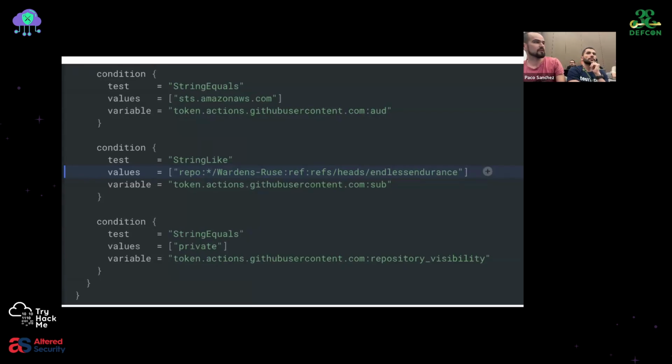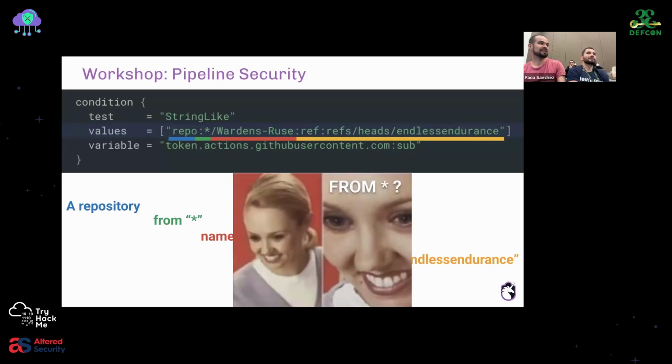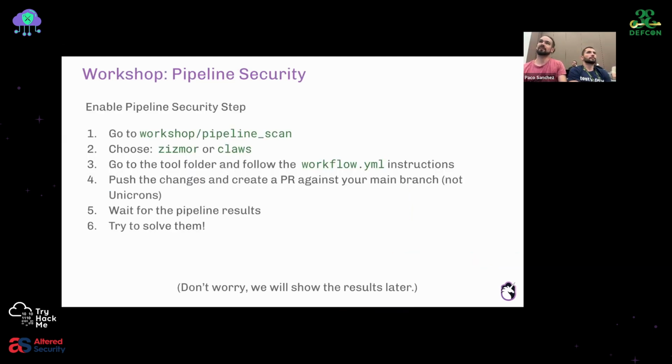No? No problem. Let's read it line by line. This condition allows a repository from anyone named Warden's Roost, using that branch, to assume a role, from anyone. So you can just fork the repository and that's it. You have access to production. Okay.